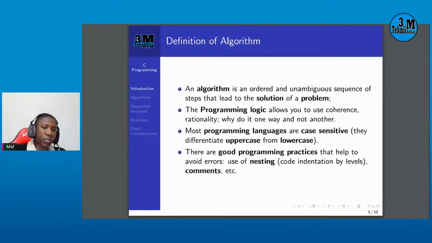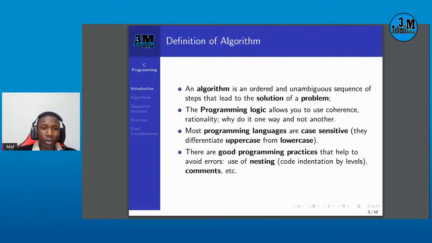Most programming languages are case sensitive. They differentiate between uppercase and lowercase, so be aware of that. When you declare a variable with lowercase, then you have to use it the same way in the C programming language, C++, and other languages, for example, most of the languages. There are some best practices that you have to follow to avoid errors.